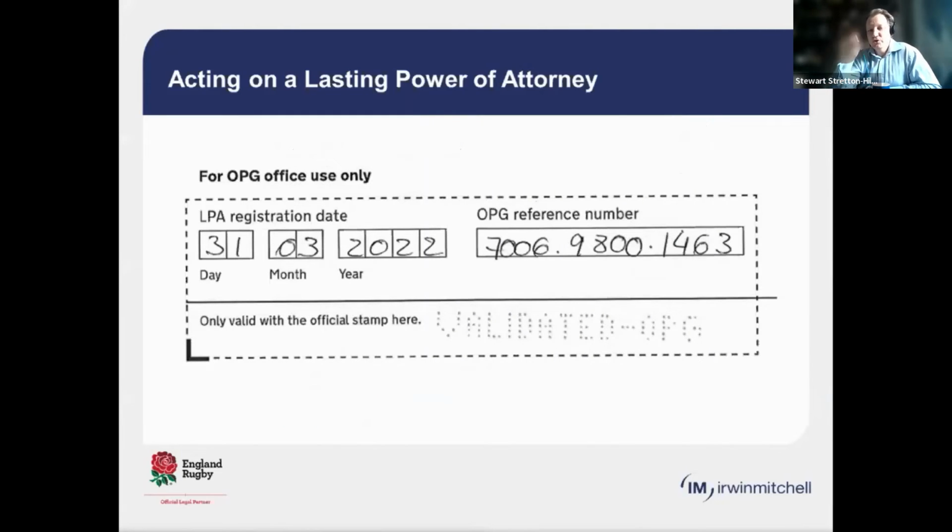This stamp should appear on the LPA, where it says validated OPG in those dots, that is a puncture mark that goes right the way through the whole LPA. Be aware if there's any pages tagged on the end that don't have that puncture mark through them, they might not be part of the LPA itself. If that stamp isn't on the LPA, it is not valid. An LPA must be registered before it can be used.